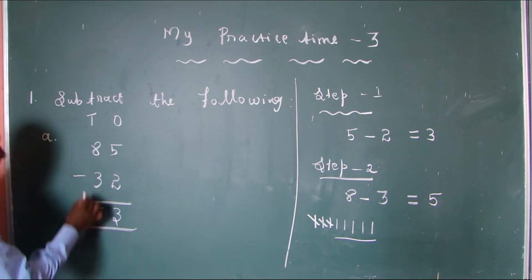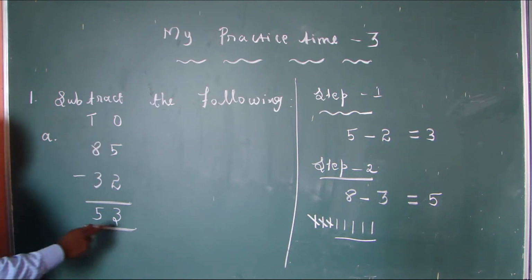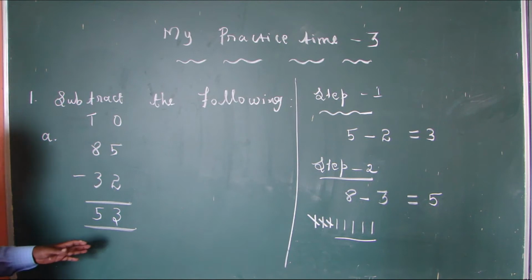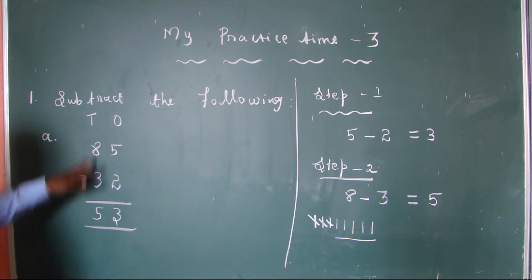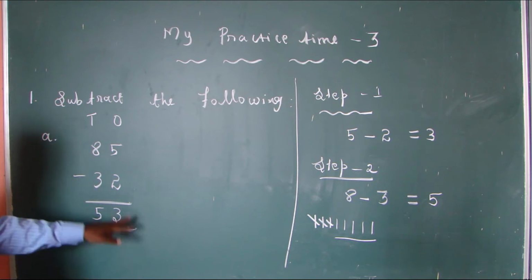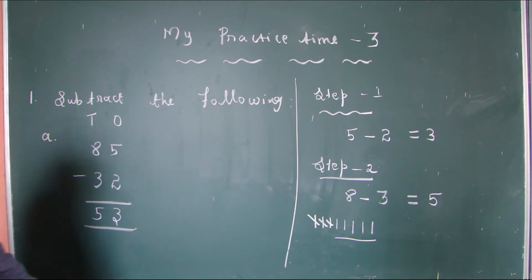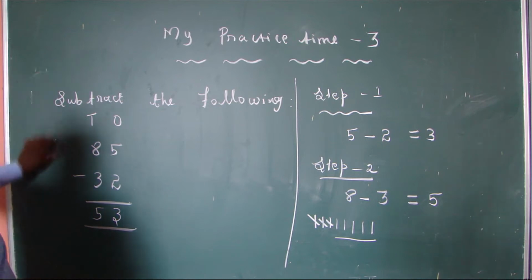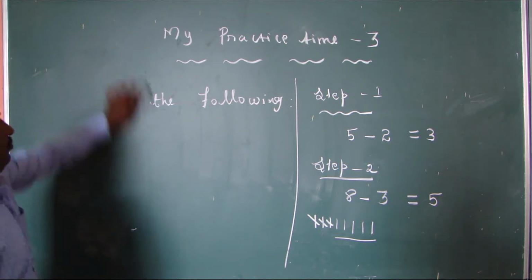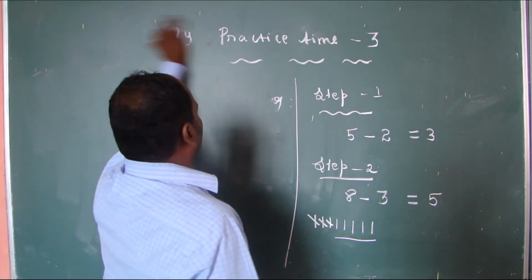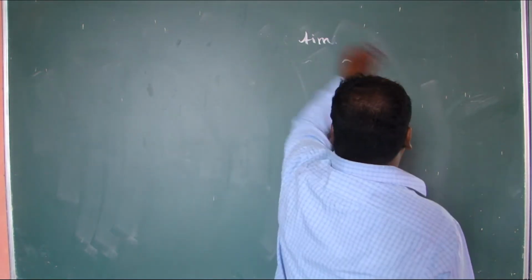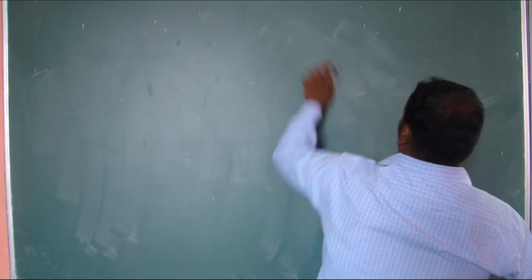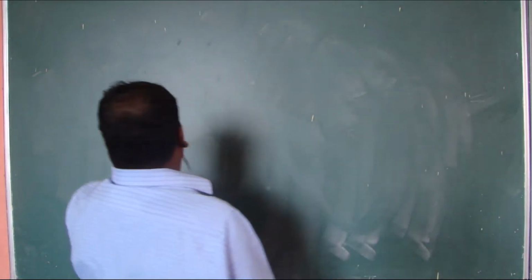Number 5, write in tens place. So our answer is 3 ones and 5 tens. That means 53. Our answer is 53. Next one, B part.